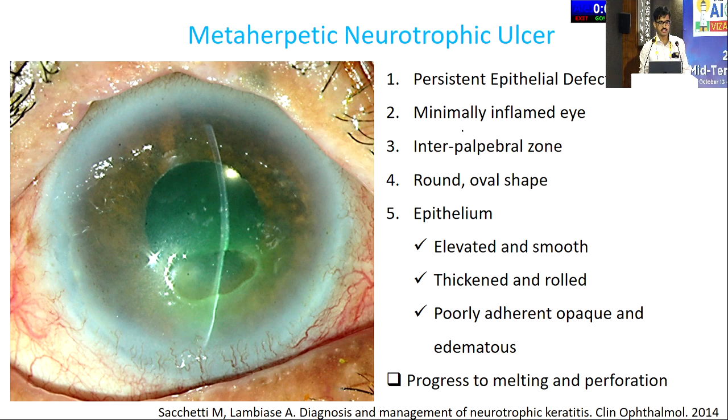Here you can see the persistent epithelial defect. The location is important. It usually occurs in the interpalpebral area or inferiorly. Shape is also important. Usually they are regular, round or oval in shape, whereas in the earlier picture of the geographic ulcer the shape is not regular. So to differentiate between a geographic ulcer and a persistent epithelial defect, look at the shape, margins and location. Here you can see elevated and smooth borders, and thickened and rolled edges. If you do not treat properly, again they will lead to melting and perforation.